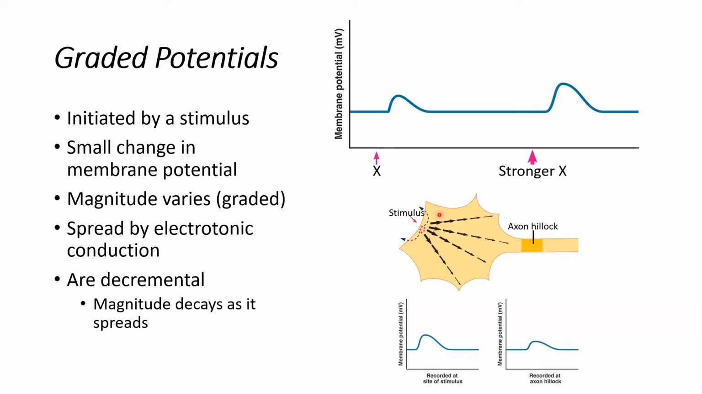So here's the point of original stimulus. Notice the strength or magnitude of this potential is slowly decreasing, right? This is what we mean by decremental. It's going to decay or basically dissipate or fizzle out as it gets to the axon hillock. And so if at the axon hillock it's still strong enough, then we're going to generate an action potential. If not, we simply lose that graded potential altogether. So the graded potential has the ability to become an action potential only if it is strong enough by the time it gets to the axon hillock.